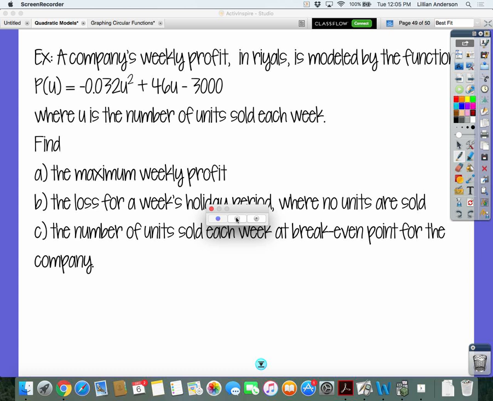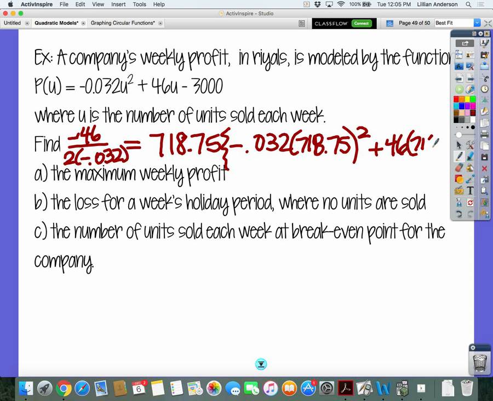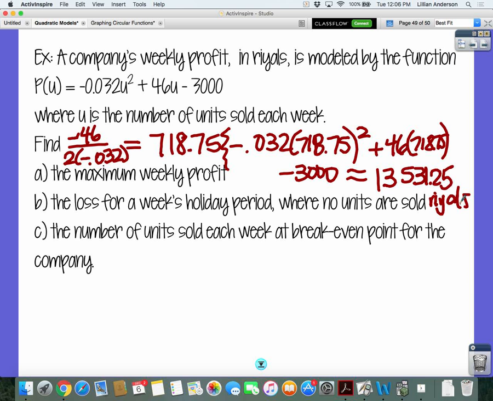You have to find X first. You find X to find Y. Yes, exactly. The highest. 18.75. So then you plug that into your equation. And what do you get? This is money we're talking about. 13,531.25. Okay, so that's your maximum profit right there.